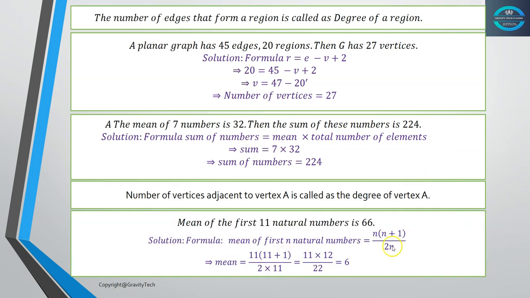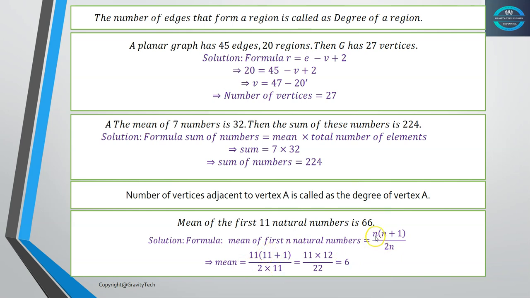Okay. Now, what they are saying now? Mean of first 11 natural numbers is what? 66. See, what is the formula? Mean of first n natural numbers is what? N into n plus 1 upon 2 into n. Remember, basically n gets cancelled and n plus 1 upon 2. Okay. So n plus 1 upon 2. What is this? 11. 11 plus 1 is 12. 12 upon 2 is going to be 6. That's what 6 is answer.